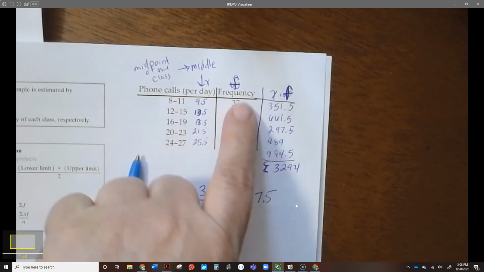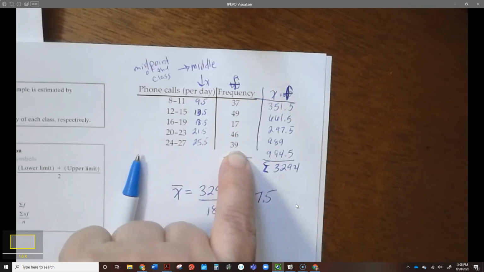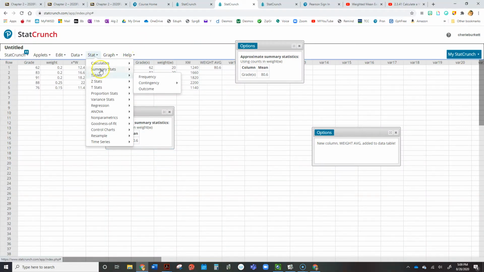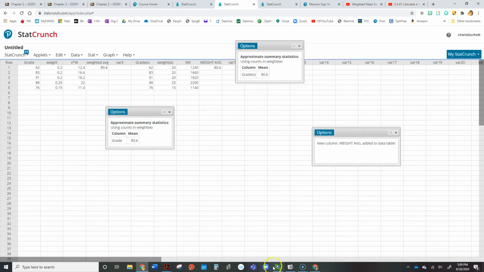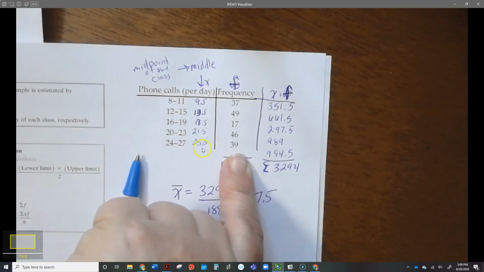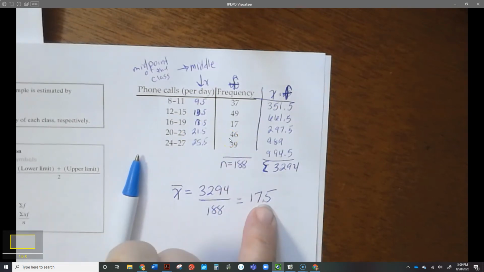put this column in and put this column in, and then do what do we do? You do stat, and you do summary stats, and you do grouped bins. You could put this in a column, this in a column, and then do stat, summary, grouped bins. And then it'll compute. Either way, you'll get 17.5.